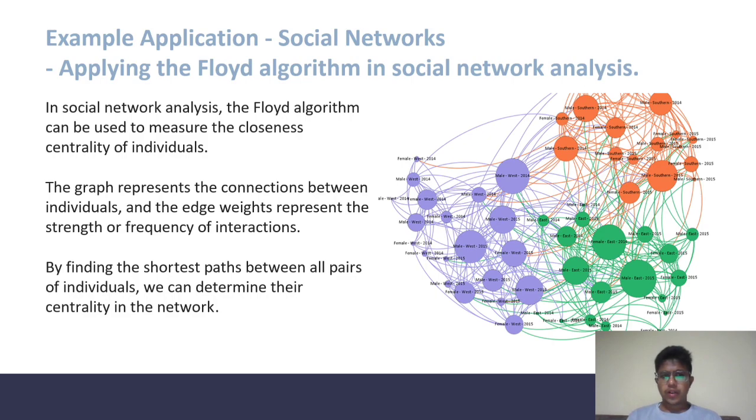In social network analysis, Floyd's algorithm can be used to measure the closeness and centrality of individuals. The vertices represent individuals, the graph represents the connections between them, and the edges represent them, finding the shortest path.